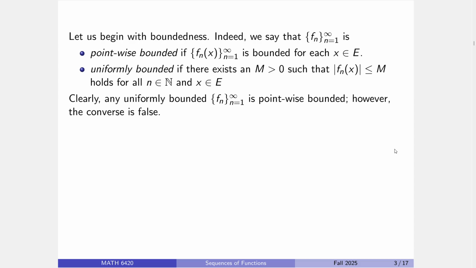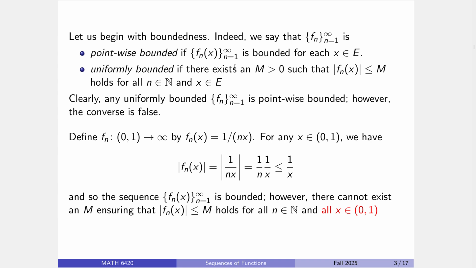However, the converse is false, and here an example I think really drives home what's going on between the difference of these two. So pointwise bounded is each input, the associated sequence is bounded. Uniformly is no matter the input and no matter the function you're looking at, we're always bounded above by a single quantity.